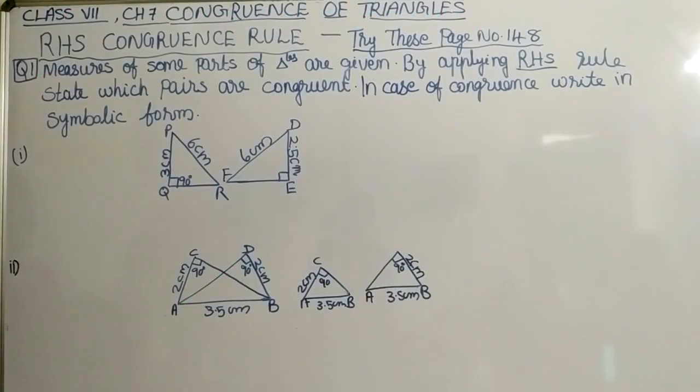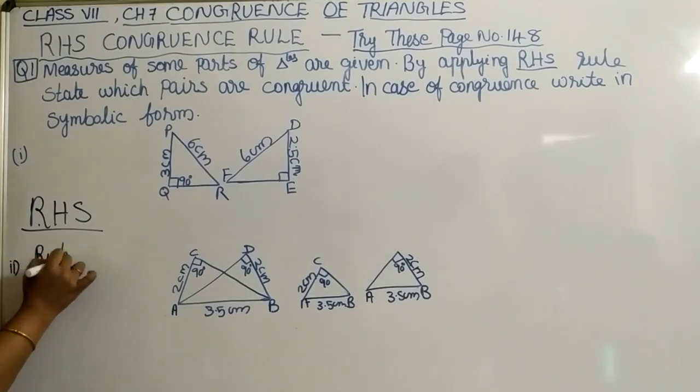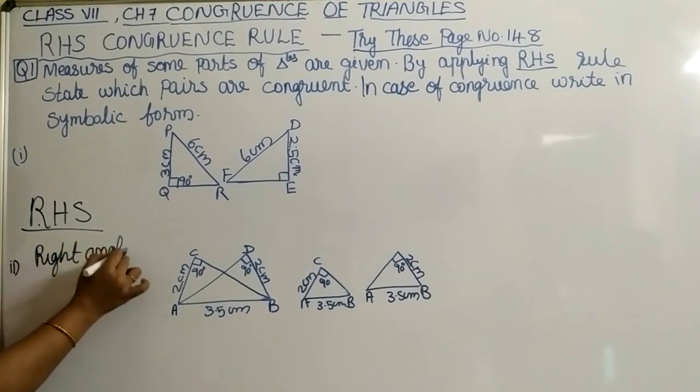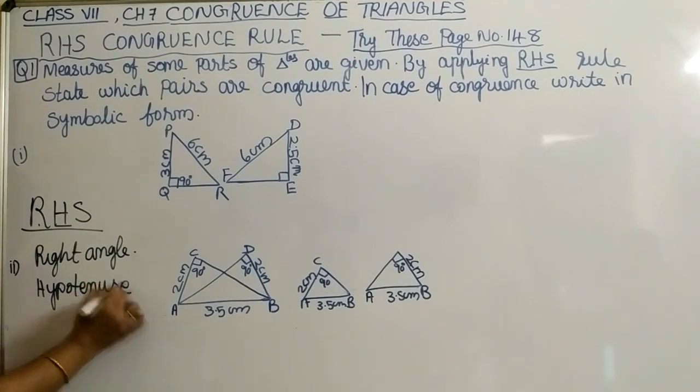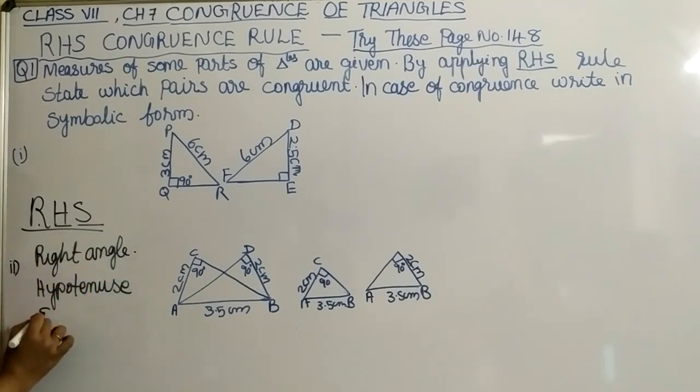Now I am going to try these questions of page number 148, which is based on RHS congruence rule. What is meant by RHS congruence rule? R stands for right angle. H stands for hypotenuse. S stands for one of the side.